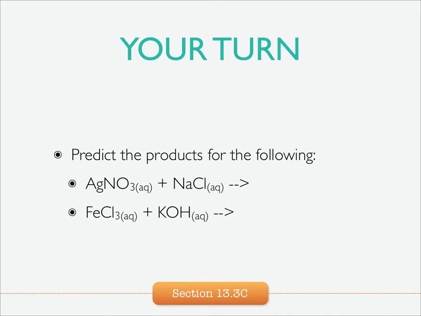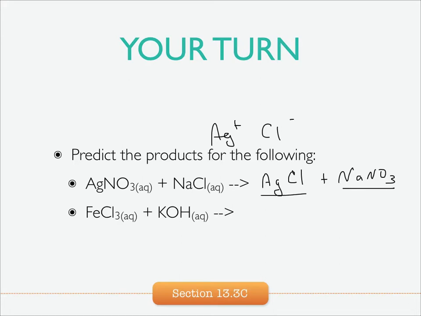Okay, so once again on this one, you're going to get that silver chloride. Remember, silver is Ag+, chloride is -1. And our other product is NaNO3. You're starting to see some similar common compounds that we get here.